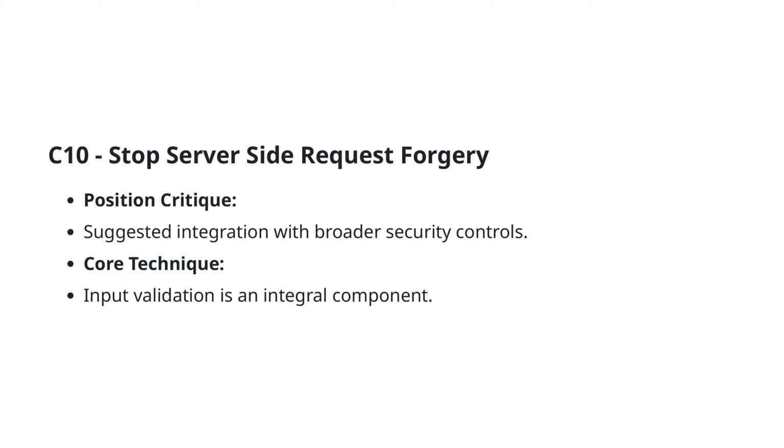In this slide, we are focusing on C10, Stop Server-Side Request Forgery. Addressing this kind of vulnerability is vital to maintaining a robust security posture. It's suggested that tackling server-side request forgery should be aligned with comprehensive security controls to ensure a more cohesive defense approach. The core technique we highlight here is input validation, which plays a pivotal role in preventing such vulnerabilities by ensuring that all data entering the server is strictly validated. This preventive measure is fundamental in safeguarding against unauthorized internal server requests, thereby bolstering your security framework.